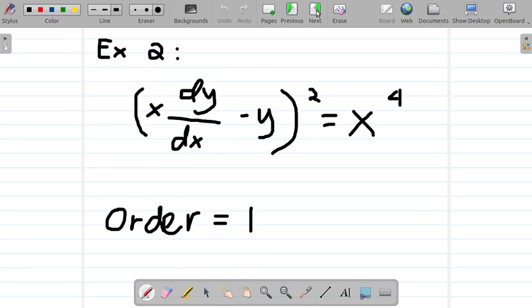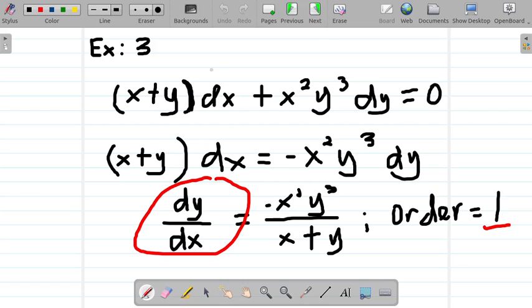So, sa other example, kani, ang iyahang degree is 2. Nganong 2 man? Kaya, diba, dy over dx, iyahang order is 1 since first derivative lang siya. Pero, naa siya exponential value nga 2. So, degree is equals to 2. So, the other example nga, kani, dy over dx is equals to negative x squared times y cube over x plus y. Iyang order is 1. So, naa siya imaginary nga degree pud na 1.